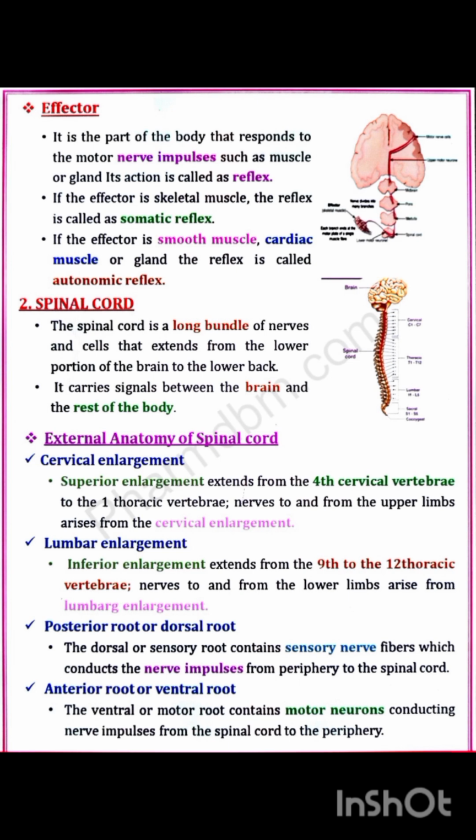Posterior or dorsal root. The dorsal or sensory root contains sensory nerve fibers which conduct the nerve impulses from the periphery to the spinal cord. Anterior root or ventral root. The ventral root or motor root contains motor neurons conducting nerve impulses from the spinal cord to the periphery.